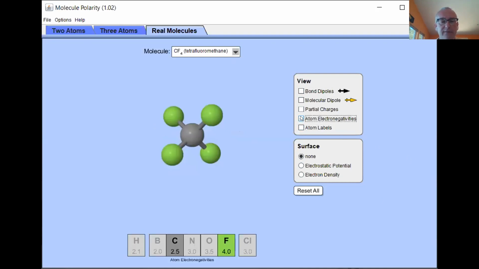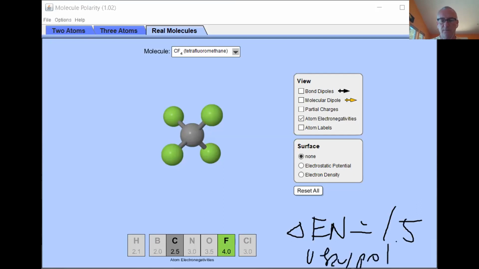The atom electronegativity: carbon is 2.5 and fluorine is 4. So the difference in electronegativity, and that's how we're always going to write this, with a delta, just a little triangle. Delta means difference. Our difference in electronegativity is 1.5. So it's a very polar bond. So the bonds are very polar. So we have polar bonds. So that's our first criterion answered.